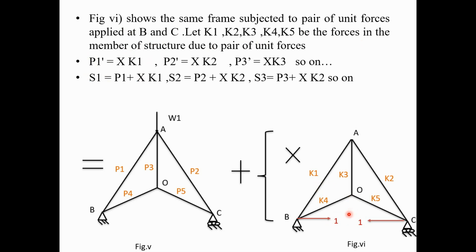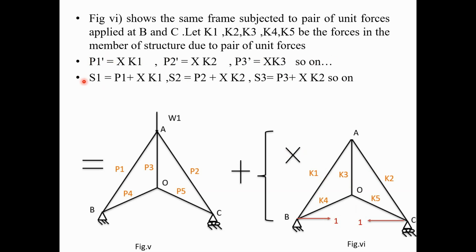So if you have to find out the P1 dash, it will be equal to each member force because of the unit force applied in the place of the redundant, multiplied by x. So P1 dash is equal to x into K1, then P2 dash is equal to x into K2, P3 dash is equal to x into K3, and so on.